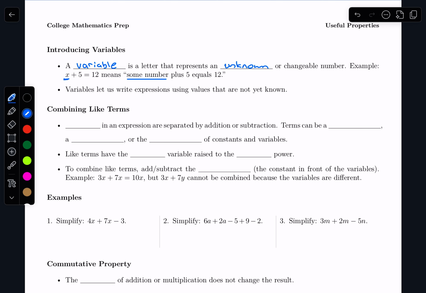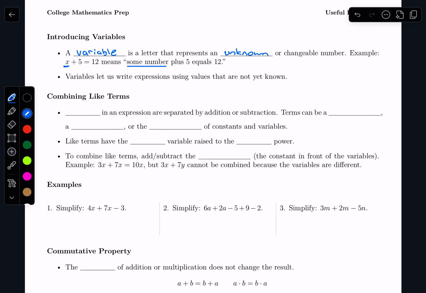So now, why do we care about variables and how do we work with them? Well, we have these things called terms in an expression, and terms are separated by addition and subtraction. This is key here, where wherever you see a plus or a minus sign in the problem, that is going to separate terms. All right. And the terms can be a few different things. They can be constants, which are just numbers. Okay. So whenever you hear the word constant, just think number.